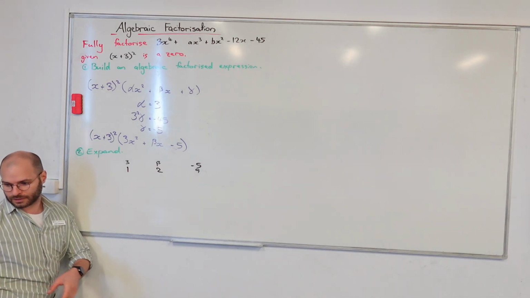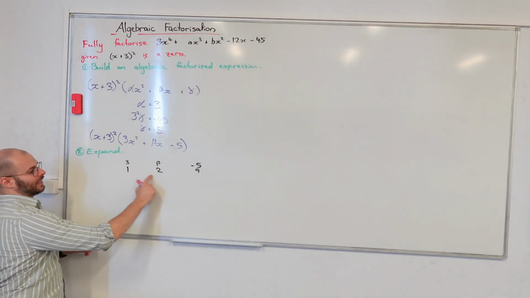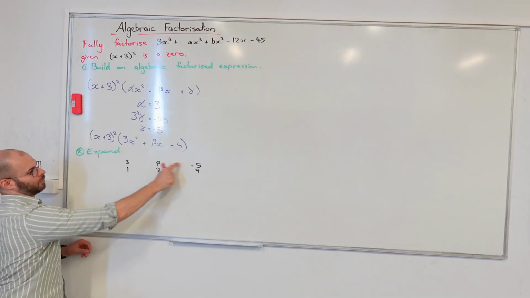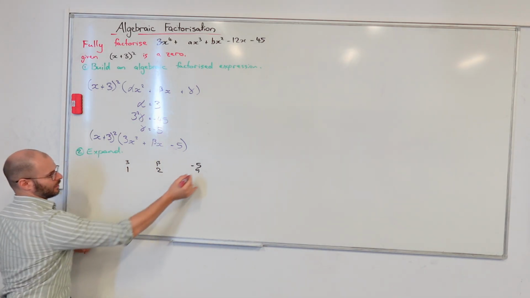Are we all cool with that? So this down here is my squared. This up here is going to be my quadratic. I then multiply.